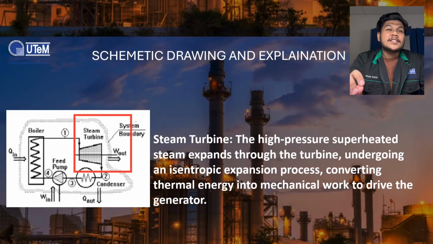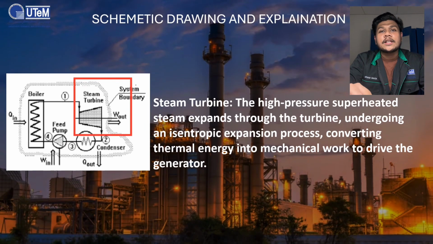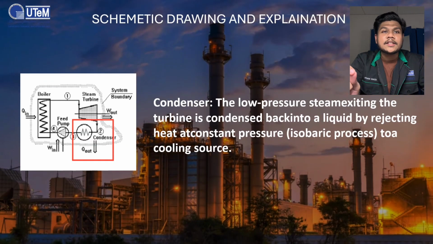When the superheated steam enters the steam turbine, it converts thermal energy into mechanical work, known as W out. The work of the steam turbine generates energy. From the turbine, the steam at low pressure enters the condenser. The condenser rejects the heat of the steam and condenses it into water. So the condenser works as a cooling device in this cycle.